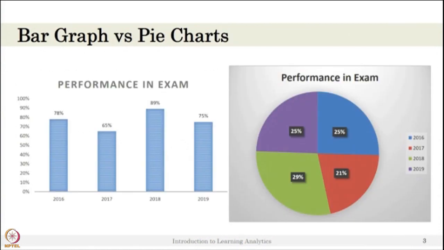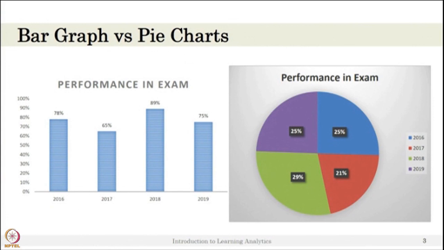Let's look at this data. This data is simply showing the pass percentage or performance in an exam for the last 4 years, from 2016 to 2019. You see that in a bar chart, it is clear that in 2016 students performed 78%, in 2017 65%. In 2018 it is more like 89% of students passed the exam, and in 2019 it is a bit less. When you look at this data in a pie chart, it looks like this.